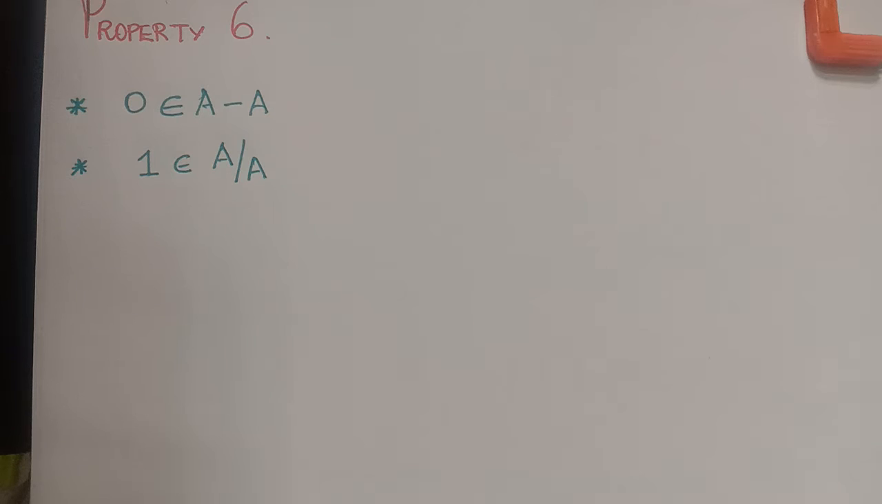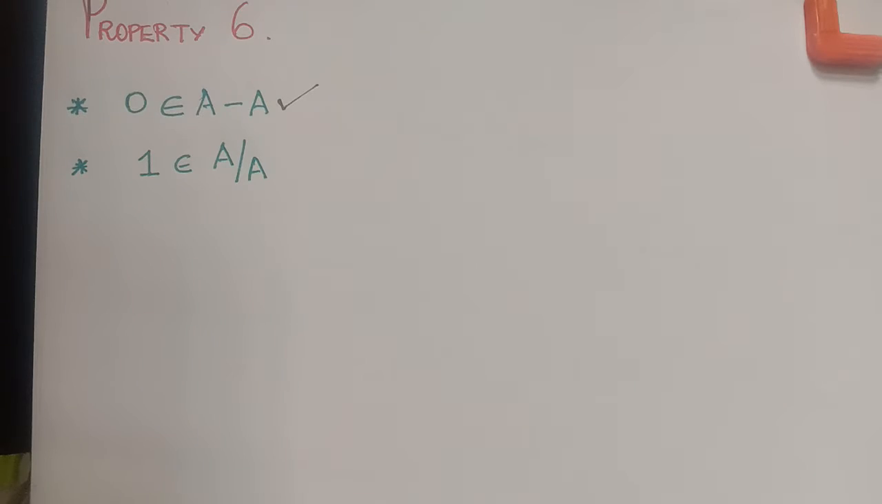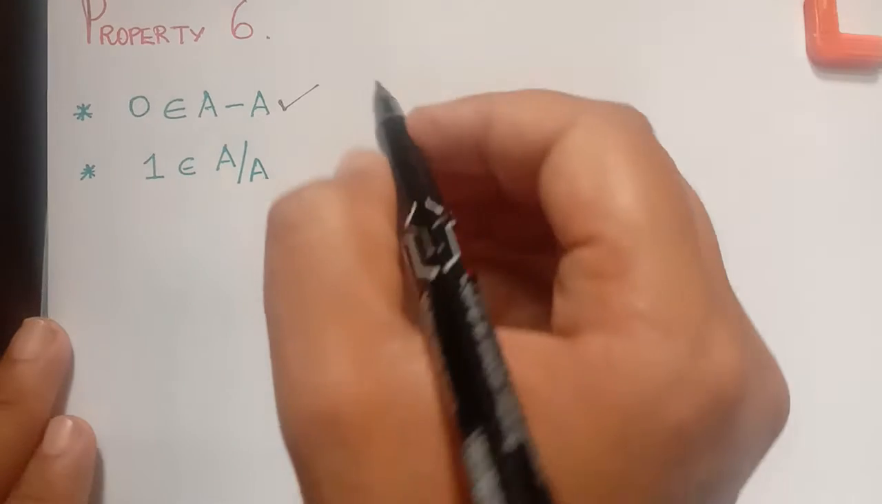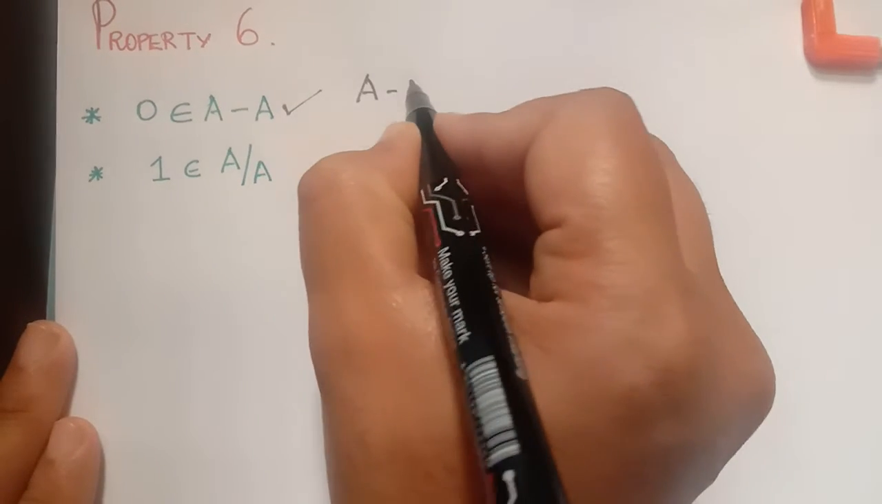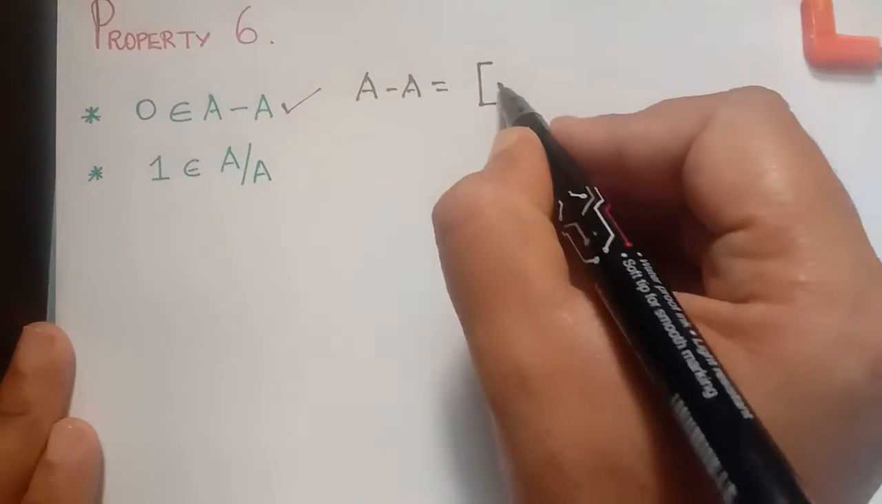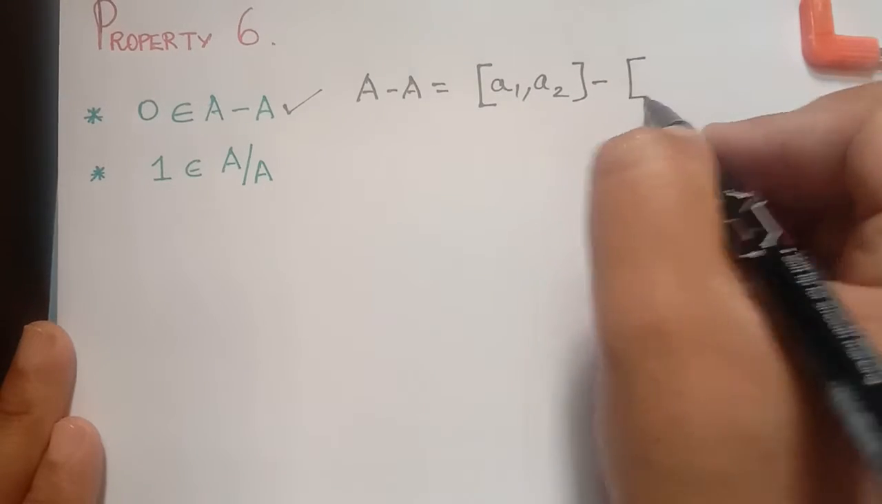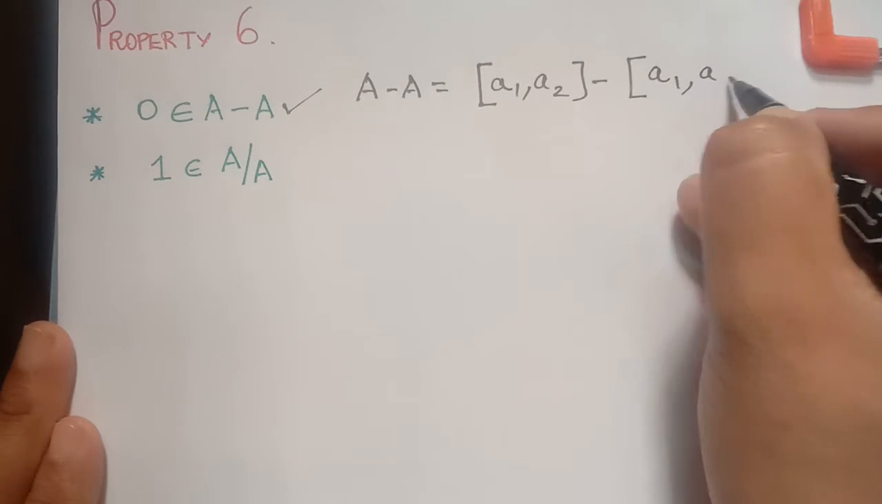Hello students, we shall now prove the next property under the topic arithmetic operations on intervals. The next property is 0 is an element of A minus A. So first let us consider A minus A. We know that A is the interval [a1, a2], minus again A, the interval [a1, a2].